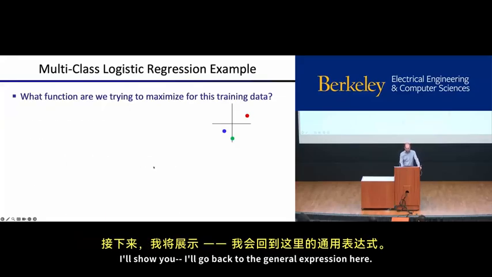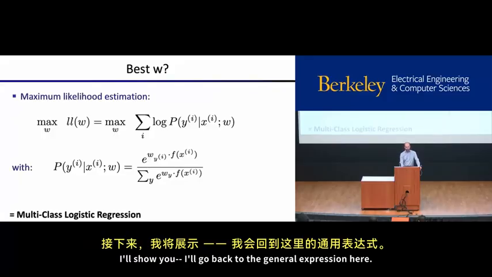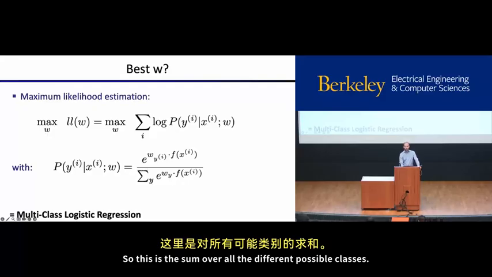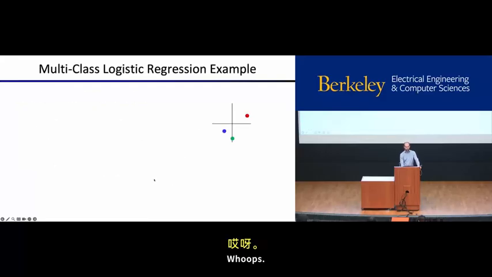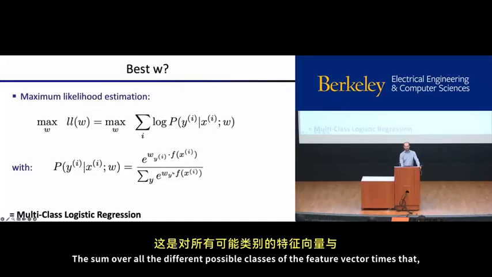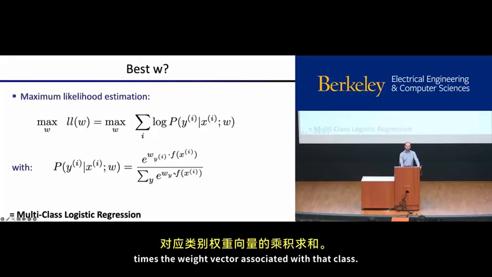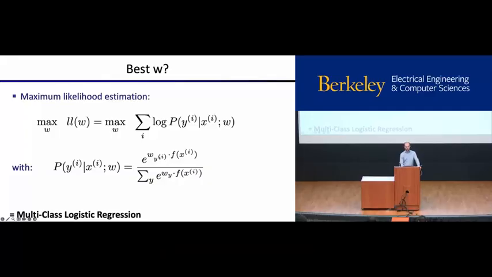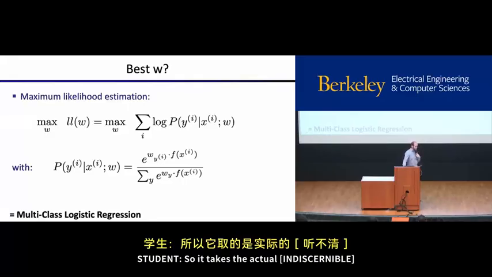I'll go back to the general expression here. More compact, but more symbols involved, kind of. So this is the sum over all the different possible classes of the feature vector times the weight vector associated with that class. And here it's just the dot product with the weight vector associated with the class that it actually is. I'll give you a second with that. Yep. So it takes the actual class and then divides by everything else.